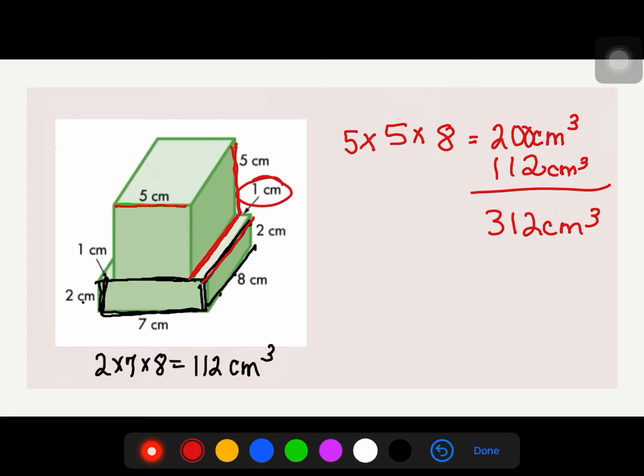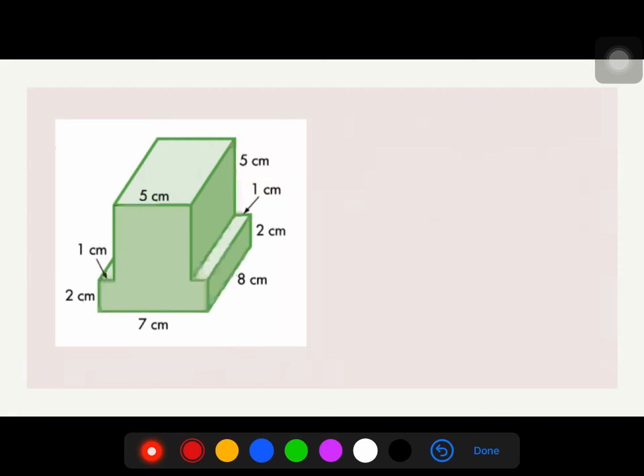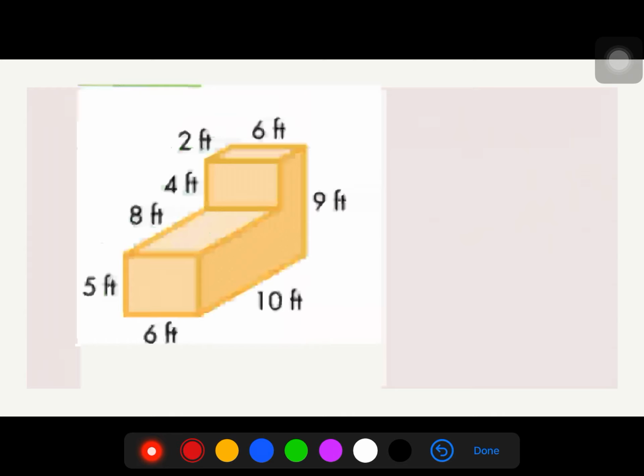Does this 1 centimeter really come into play? It doesn't, does it? It's almost there to confuse you. You didn't need it, because I knew that this side was 5. If this whole thing was 7, and if this was 1 centimeter here, and this was 1 centimeter here, then I know this was 5. But it was already labeled up there, so I used that instead.